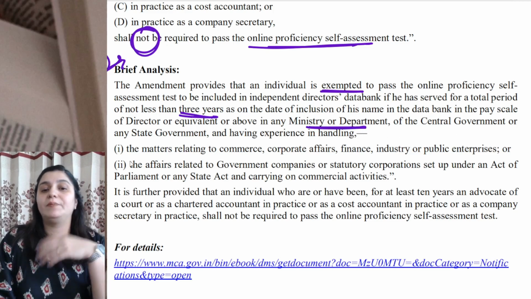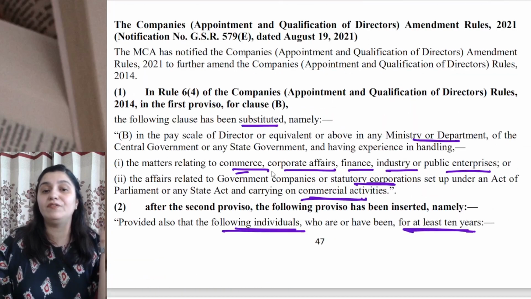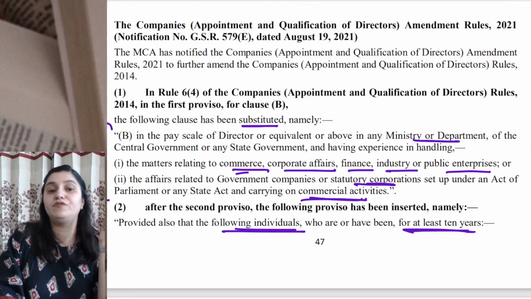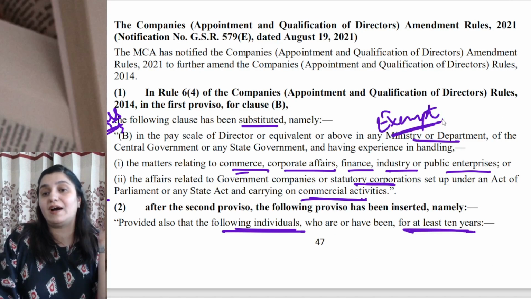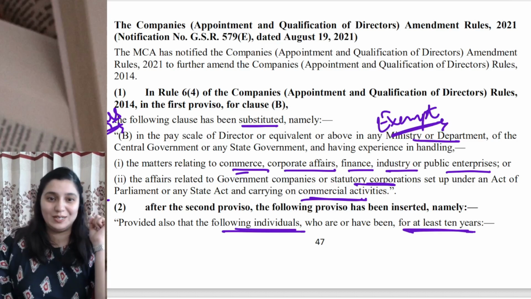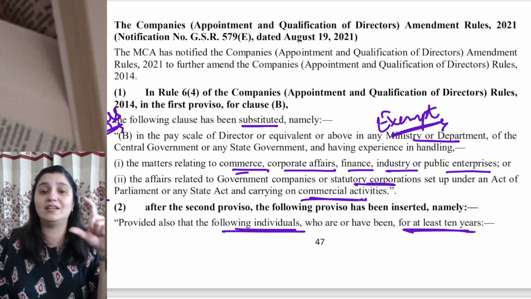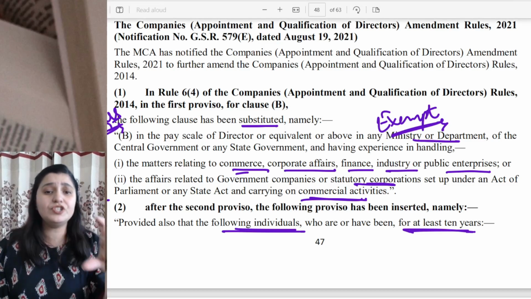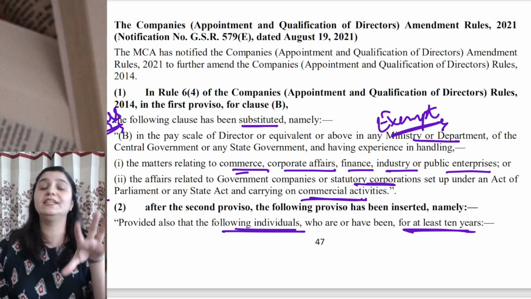having experience in the matter of commerce, corporate affairs, finance, industry, then basically if these people have served for not less than 3 years on the date of inclusion, they need not give the test. They are exempted from the test and can directly apply for independent director without any test. So if these people have served for 3 years in this position, in the pay scale, they automatically do not need to give the test.